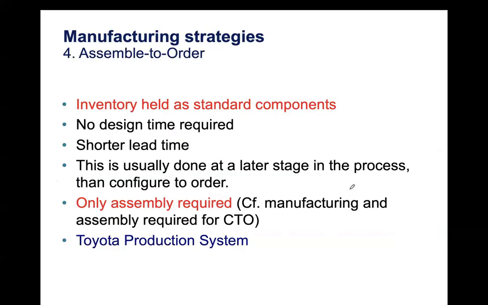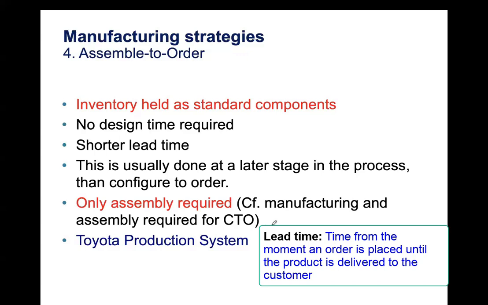The second last is assemble to order. In assemble to order, a company has standardized components that are used to make standardized types of products. No design time is required because all the designs are standardized, so lead time is shorter and only assembly is required. This type of manufacturing strategy is used by Toyota, and it's a part of the Toyota production system, which means all the designs are standardized and they know the same type of engine and the same type of transmission will be used. And whenever an order is received, they would immediately start assembling. So that's called assemble to order.